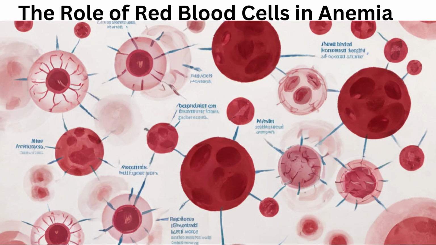Role of red blood cells, RBC, in anemia. In anemia, there is typically a deficiency in the number of RBCs or a decrease in their quality. This results in reduced oxygen carrying capacity in the blood, leading to symptoms like fatigue, weakness, and shortness of breath. Anemia can be categorized by specific RBC-related issues, such as reduced production or increased destruction.